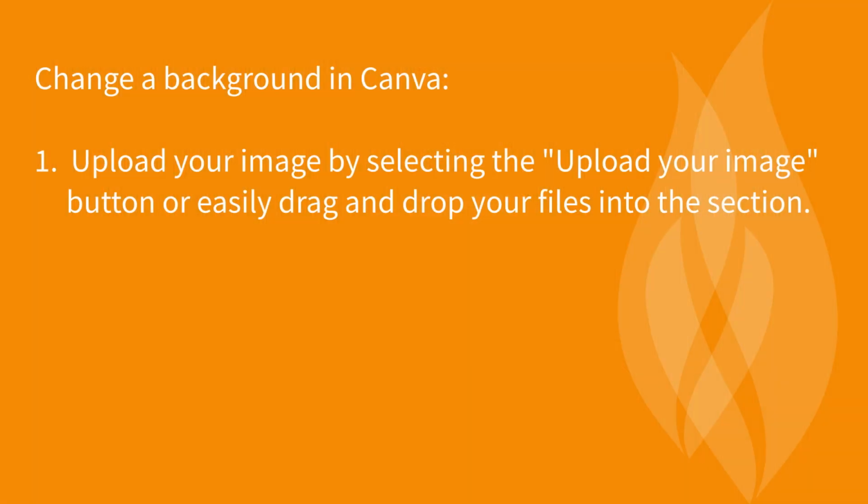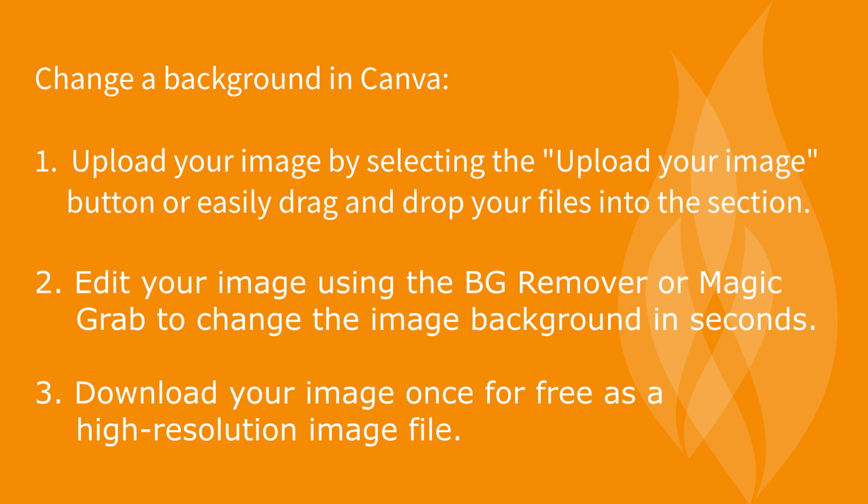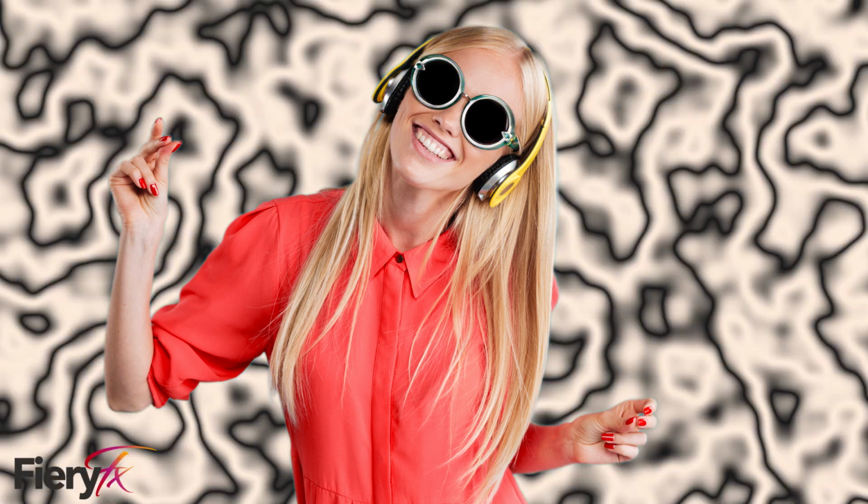To replace a background in Canva, it's just 3 steps. You upload your image by selecting the Upload Your Image button, or drag and drop your file into the section. Next, you edit your image using the background remover or Magic Grab to change the image background in seconds. Then you download your image. That's it. Canva's photo background changer tools allow you to put the perfect backdrop for your subject, from a blank white canvas to solid colors or themed patterns.